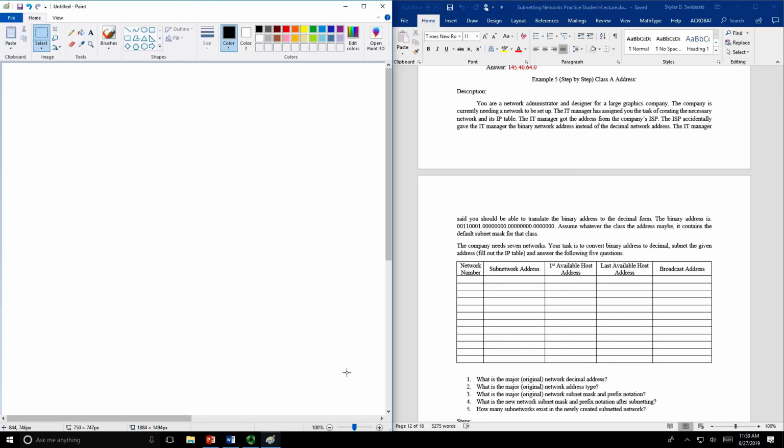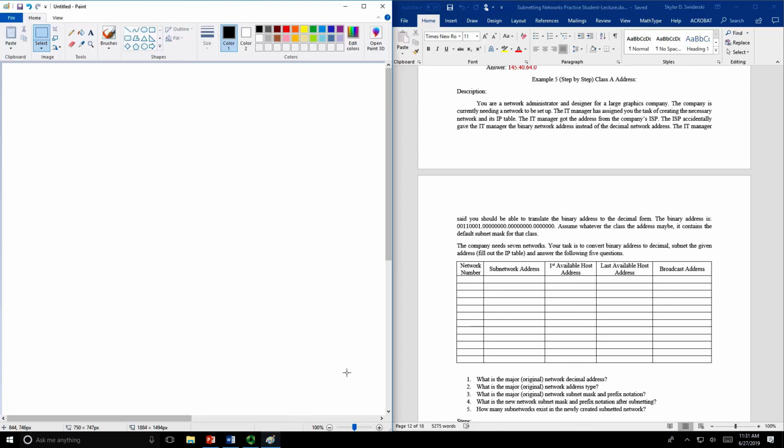The IT manager got the address from the company's ISP. The ISP accidentally gave the IT manager the binary network address instead of the decimal network address. The IT manager said that you should be able to translate the binary address to the decimal form. The binary address is 00110001, and the last 3 quadrants are the same, which are all zeros. Assume whatever the class address may be, it contains the default subnet mask for that class.